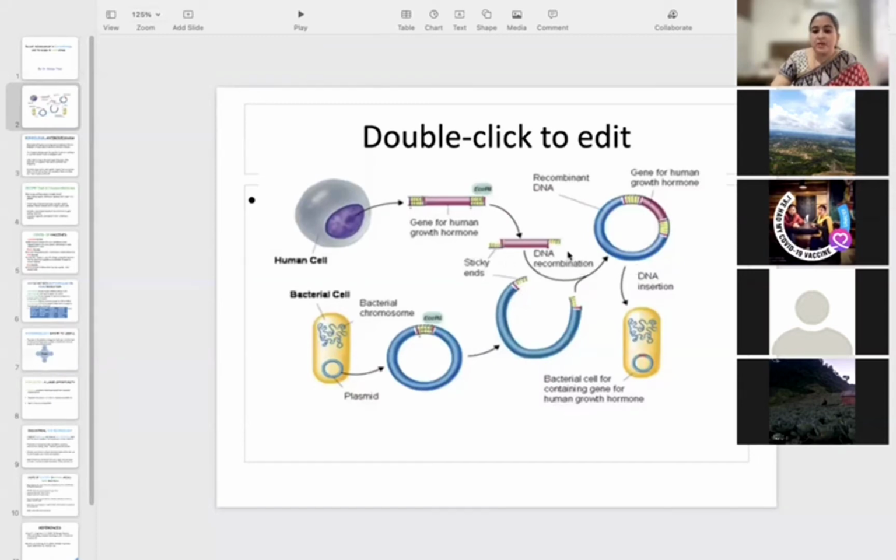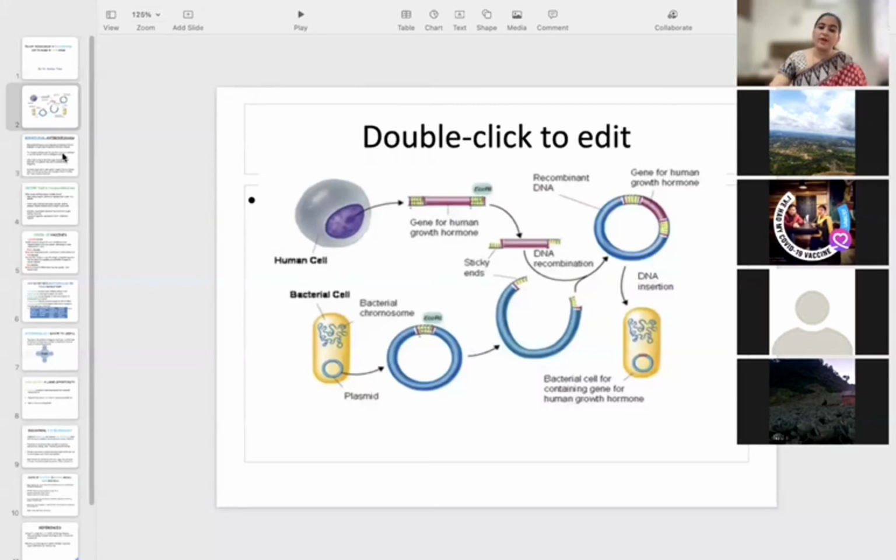And then we will insert it inside the host. So now this host carries the gene of interest, which is human growth hormone, and that is how recombinant DNA technology works.